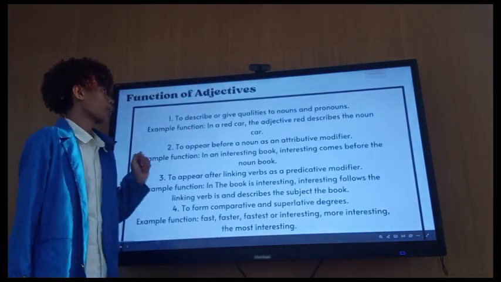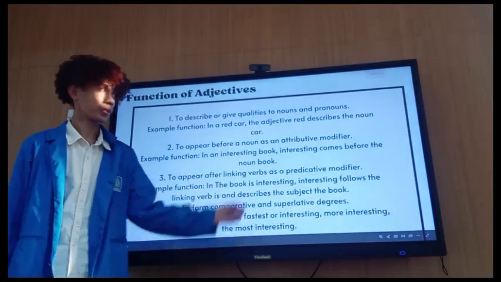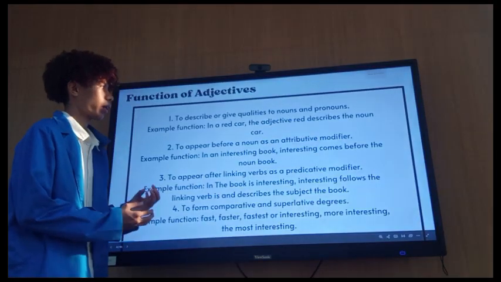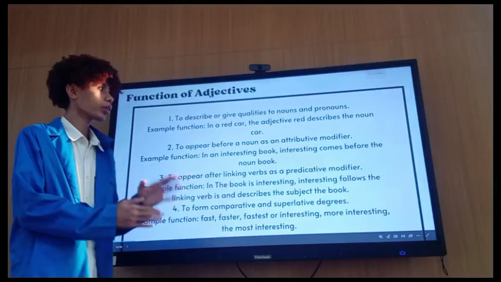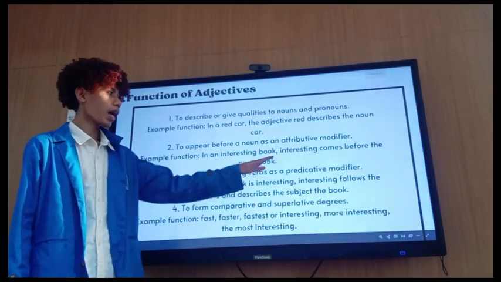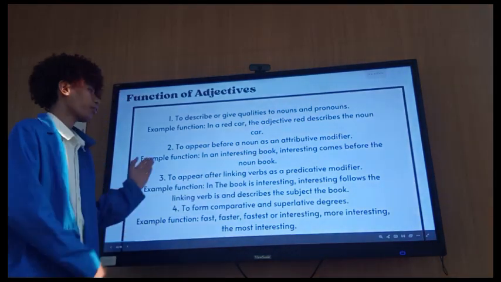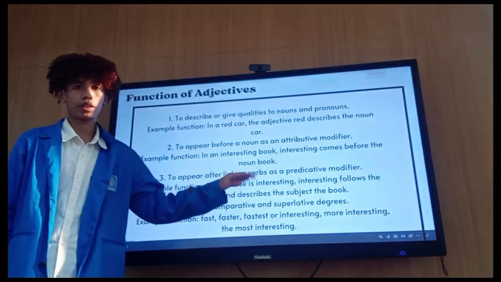Function of adjectives. One, describe or give qualities to nouns and pronouns. Example: in a red car, the adjective red describes the noun car. Two, to appear before a noun as an attributive modifier. Example: in an interesting book, interesting comes before the noun book.